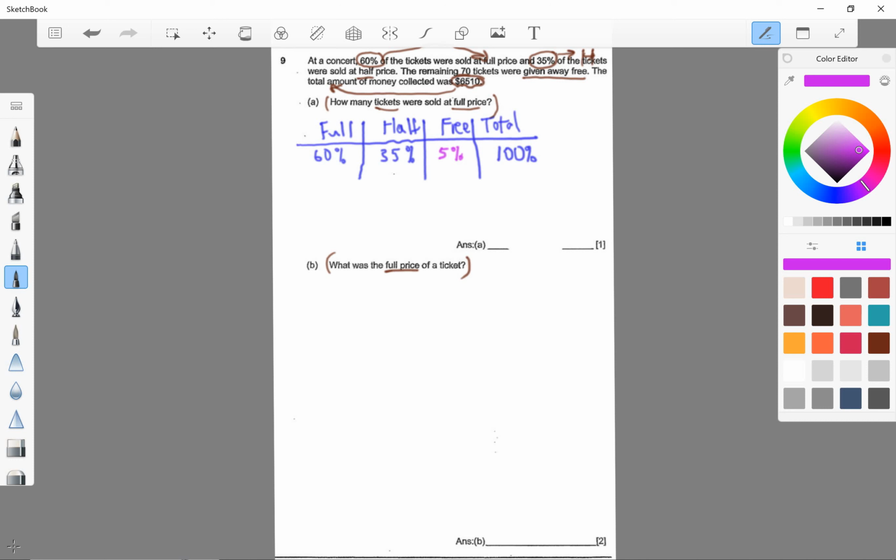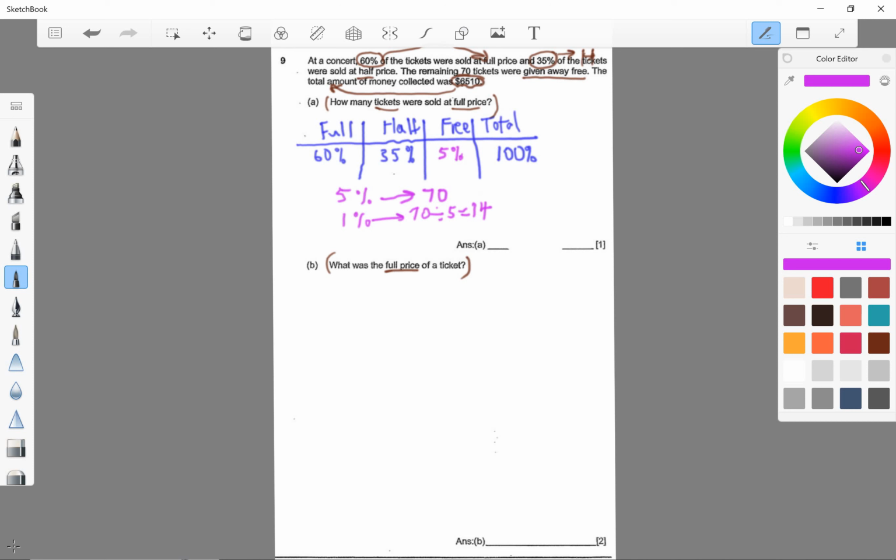Instead, we have to write it down as 5% arrow. I prefer the arrow as compared to the dash, because the dash sometimes may look like the subtraction sign. So 5% is 70. And if we are looking for full price, how many tickets were sold at full price? It has got to be 60%. So I can find out what is 1%. 1% will be 70 divided by 5, and this leads us to 14.